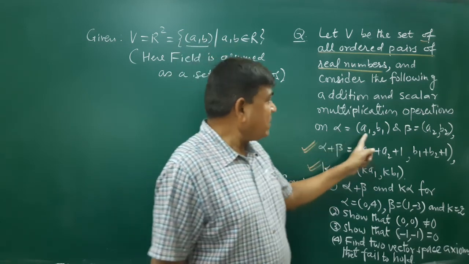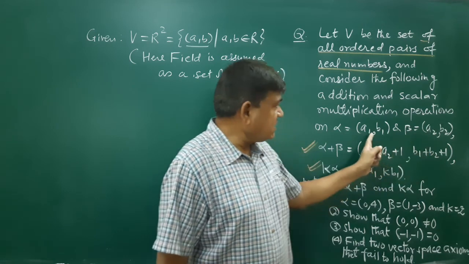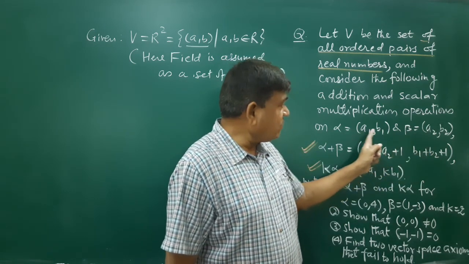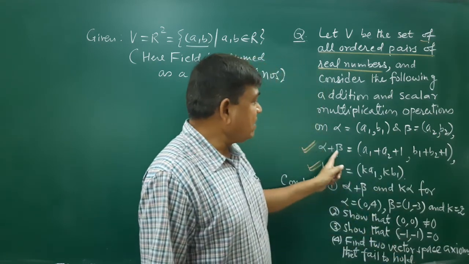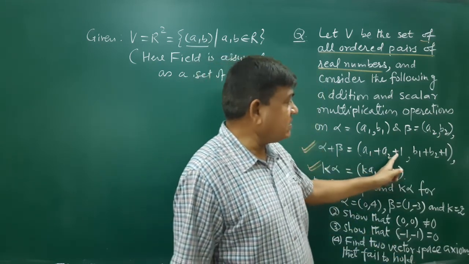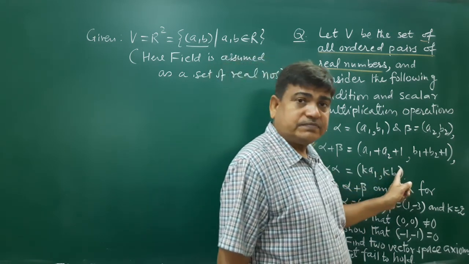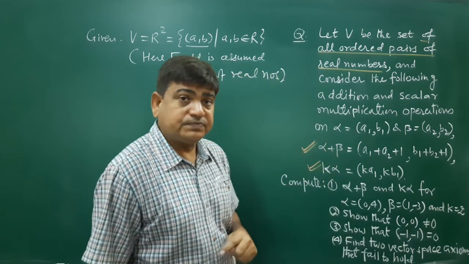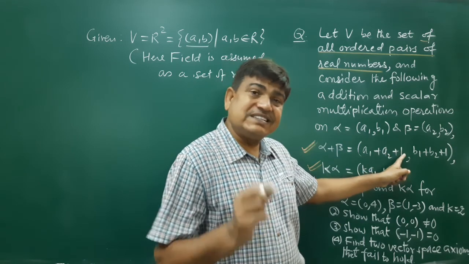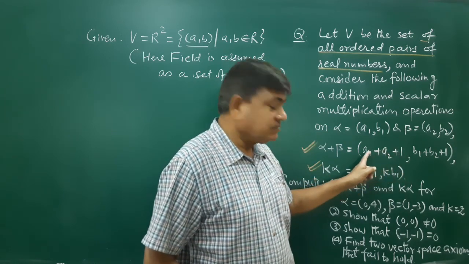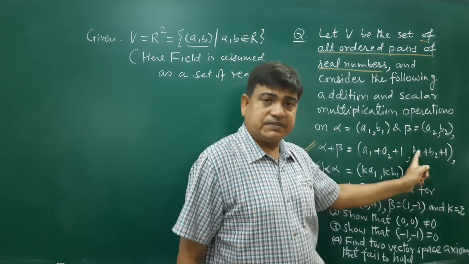Let alpha be a member of V and beta be a member of V. This is the ordered pair: a1, b1, a2, b2 are real numbers, as given. Alpha plus beta is defined by this. Scalar multiplication is defined by this one. Again, I am telling you, a1 is a real number, a2 is a real number, 1 is a real number. So the sum of real numbers is a real number. That means this is a real number, and this is also a real number.